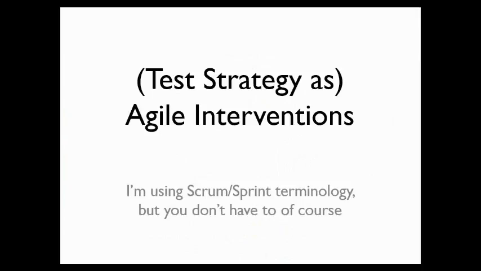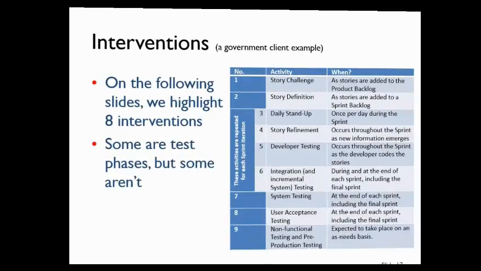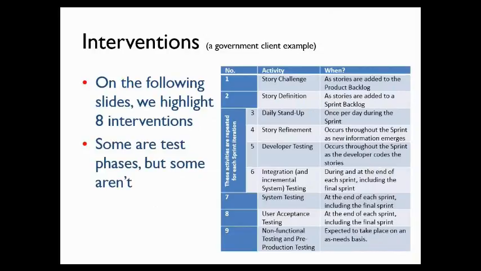Now I want to step back and look at the test activities as interventions. So I'm again using the same case study, and they were using Prince overall, but they were adopting Scrum and Sprints and so on in their project descriptions. And we identified 8 interventions. There are actually 9, but the 9th one was non-functional and pre-production testing, which was optional depending on the project context. These were the core 8 activities.